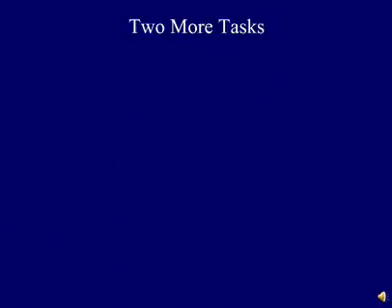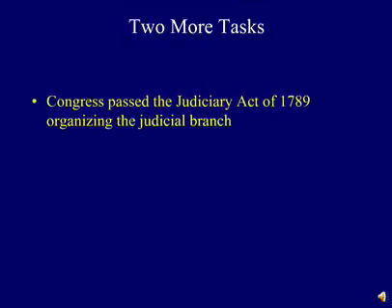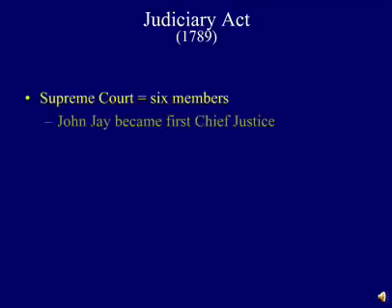With the executive department addressed, Congress set to work on accomplishing 2 important tasks. The first was to organize the judiciary, and it did so with the Judiciary Act of 1789. First, the Judiciary Act established a 6-member United States Supreme Court. John Jay was nominated by President Washington and then confirmed by the Senate to become the nation's first Chief Justice.